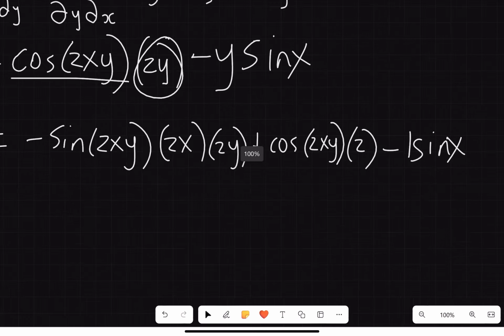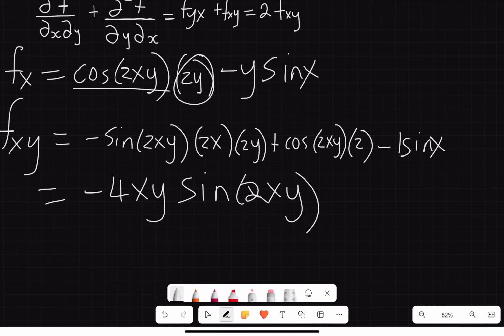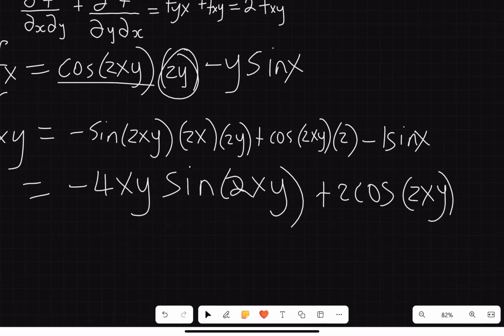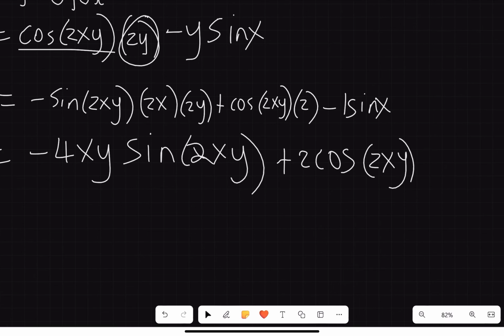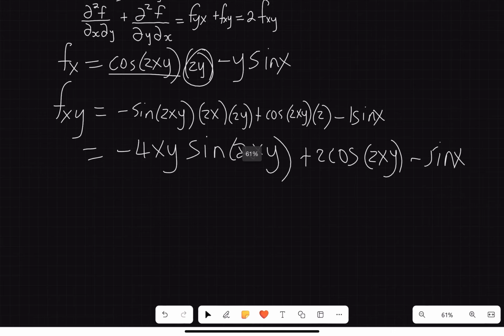Now let's simplify things. Here I'm going to have negative 4xy sine 2xy plus 2 cos 2xy, and then minus sine x. All right, perfect. And that is the derivative, ladies and gentlemen.